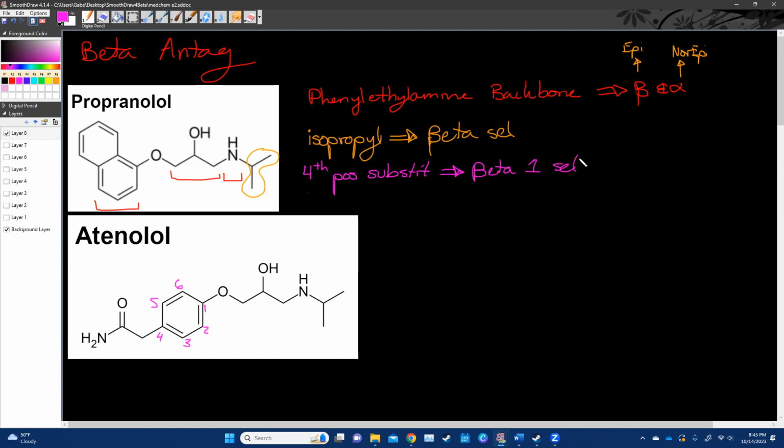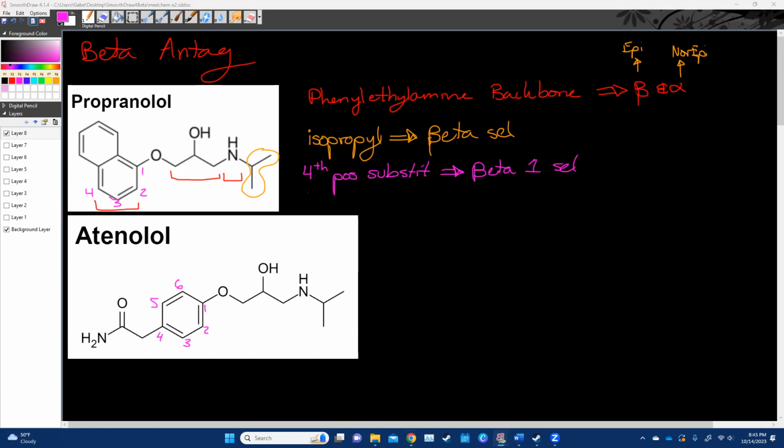So propranolol is non-selective, does not have a substitution at the 4th position. Atenolol is a beta 1 selective antagonist. Does that make sense? So if you don't have something, you're beta selective, pretty much. You go to beta 1, you go to beta 2. You're a non-selective beta antagonist.